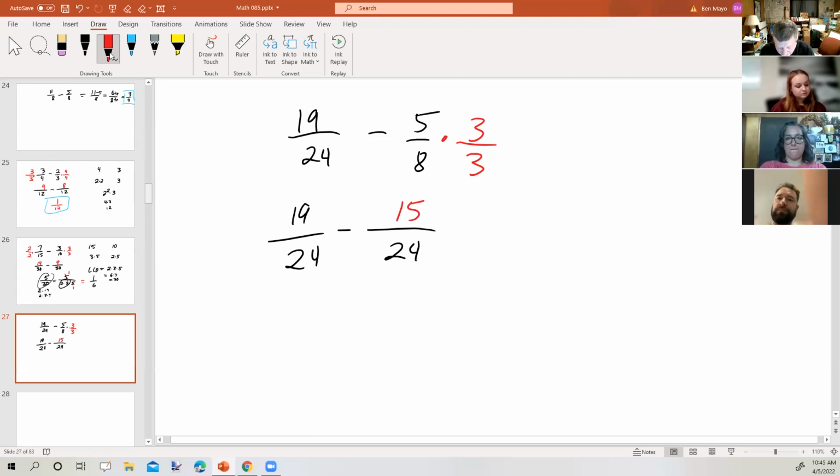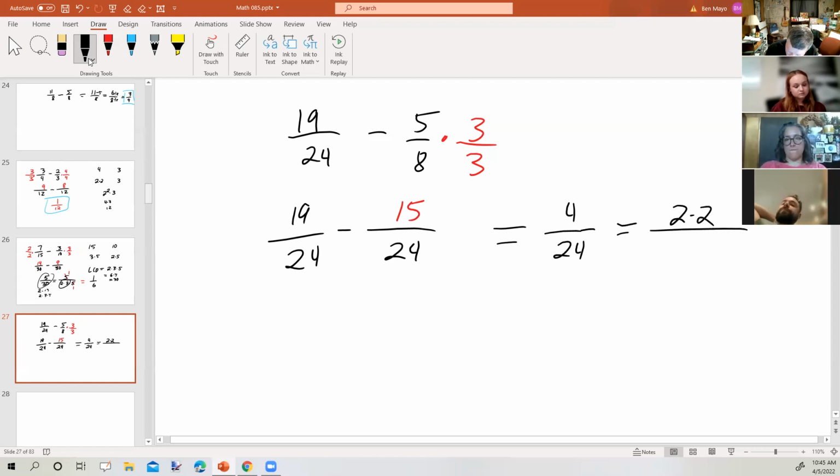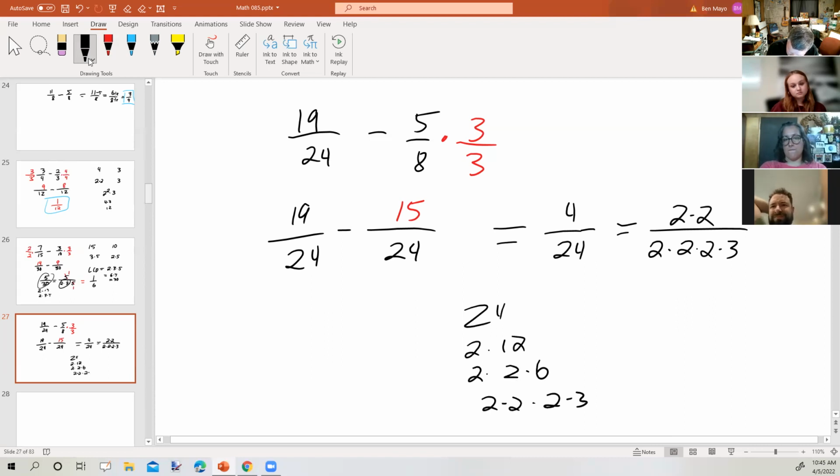So now I have two fractions with the same denominator. Subtracting the numerators, 19 minus 15 is 4/24. Well, 4 is 2 times 2, and 24 is 2 times 2 times 2 times 3. 24 is 2 times 12. 12 is 2 times 6. 6 is 2 times 3. That's how I got there. So now I can come back and reduce 2/2 is 1/1. 2/2 is 1/1, and I have 1/6.